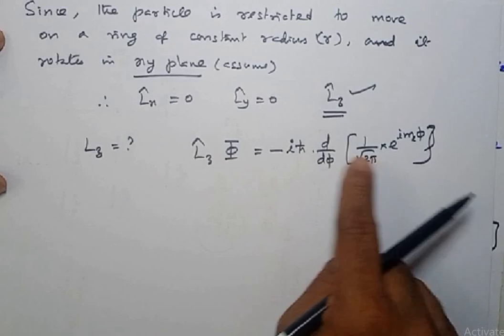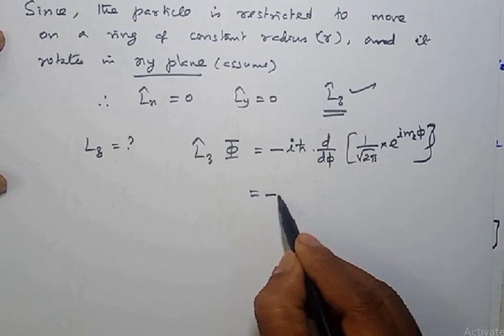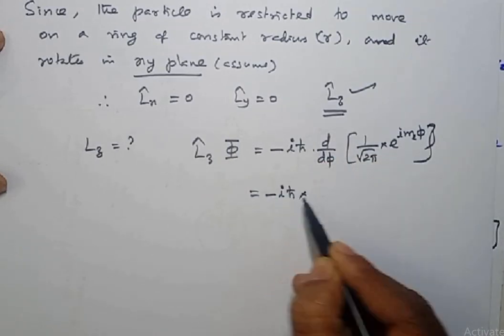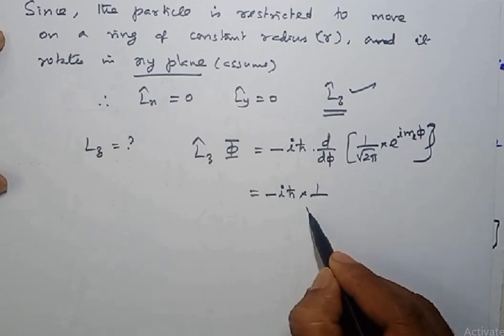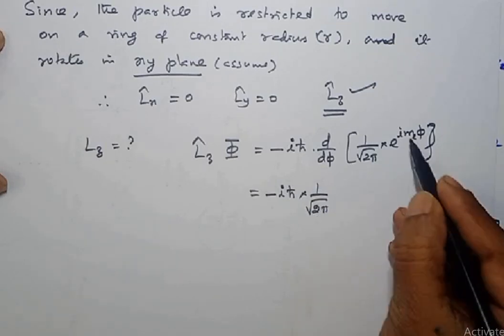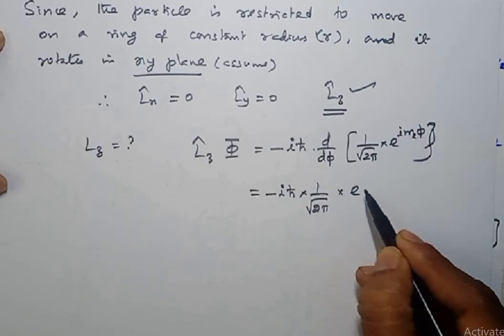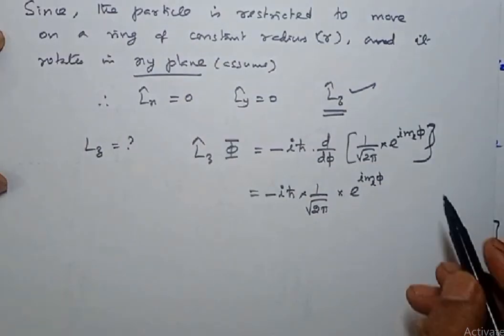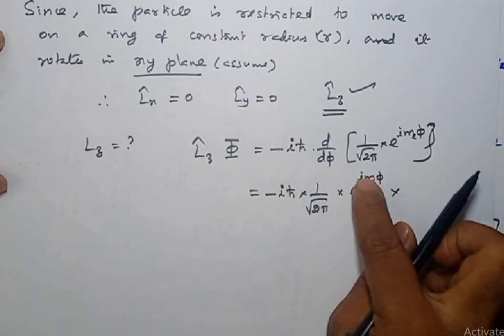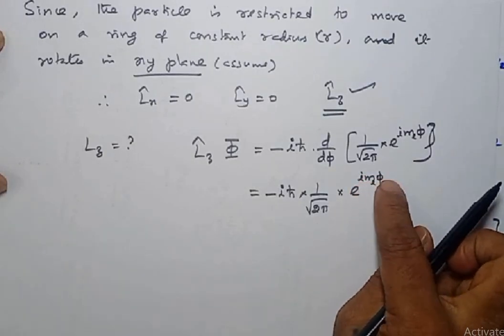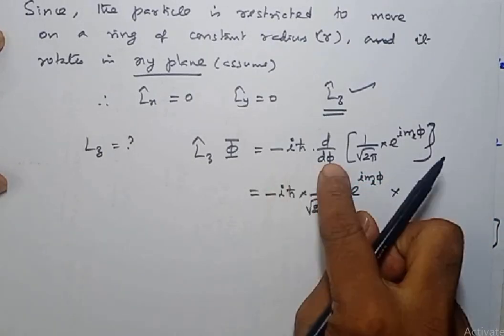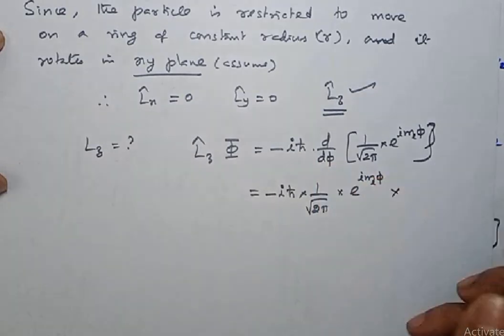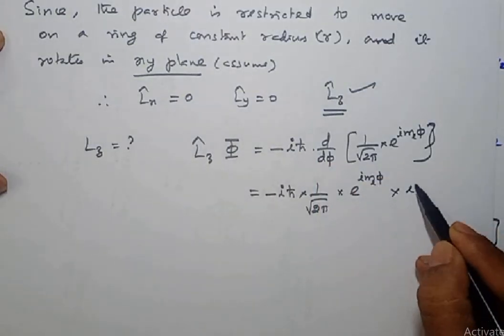Now you have to differentiate once. Keep this minus i h cross as such. 1 by square root of 2 pi is a constant, keep it as such. Now differentiate this. If you differentiate e power, you will get the same quantity, exponential into the power. In the power we have i into ml into phi. I am differentiating with respect to phi, so phi becomes 1, and 1 into i ml gives i into ml.